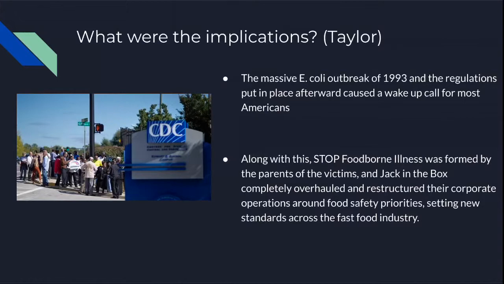One of these organizations became the Stop Foodborne Illness Organization, and it was formed by parents of the victims of the Jack in the Box outbreak. As these organizations began to fight for regulations on foodborne illnesses, Jack in the Box completely overhauled and restructured their corporate operations around food safety priorities, which set a new standard across the fast food industry for other companies. Parents of the victims were also able to discuss with important political forces such as President Bill Clinton, Vice President Al Gore, and other lawmakers to try and get more strict regulations in place for foodborne illnesses such as E. coli 0157.